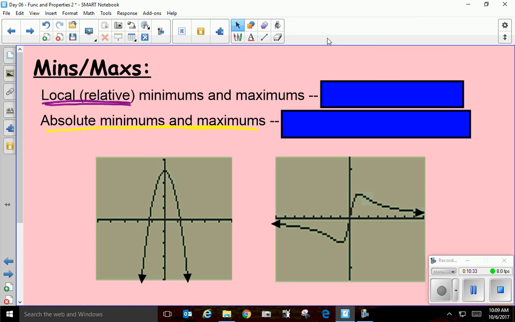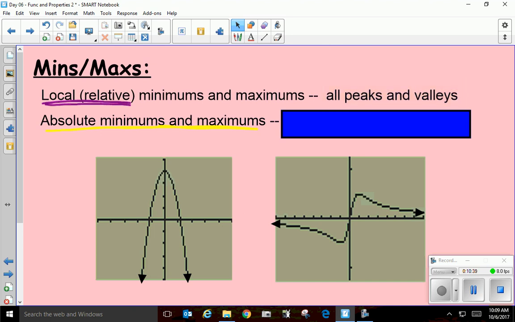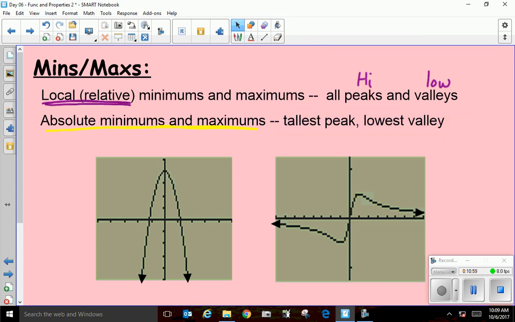So what do we talk about when we talk about local mins and maxes? That would represent all of our peaks and all of our valleys and our mountain ranges. Peaks are all your high points, and valleys are all of our low points, okay? Now, what about absolute mins and maxes? That is the tallest peak, or the highest of high points, and the lowest of low points, or our lowest valley.